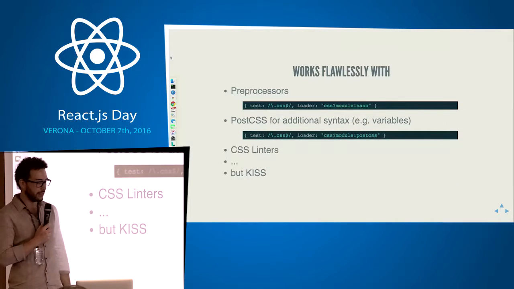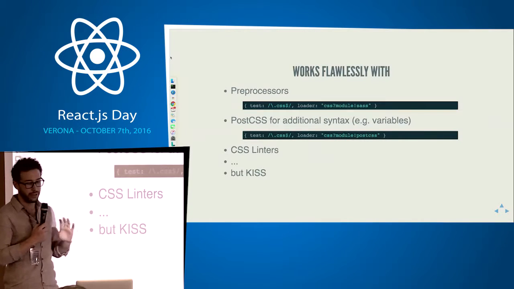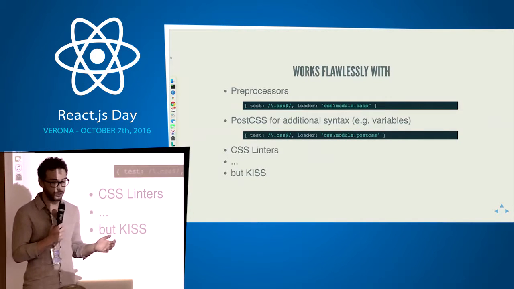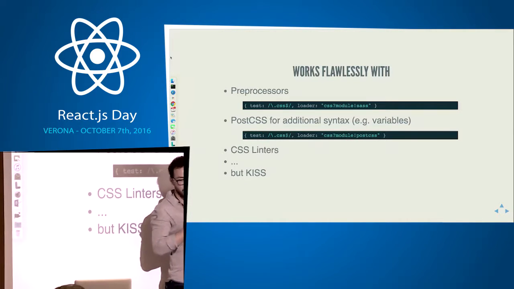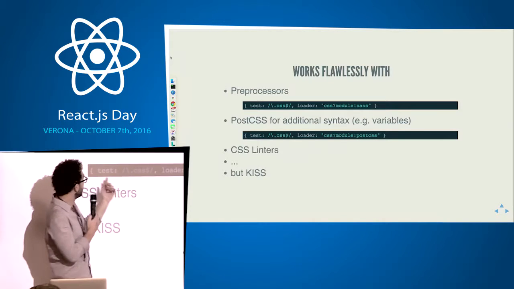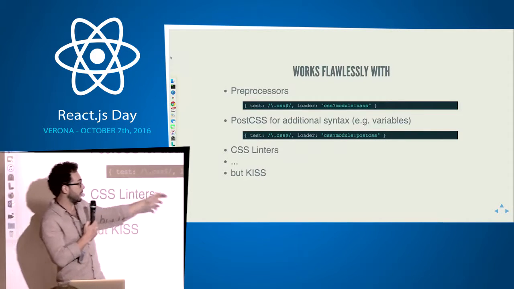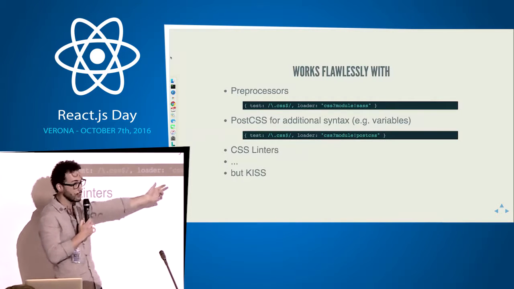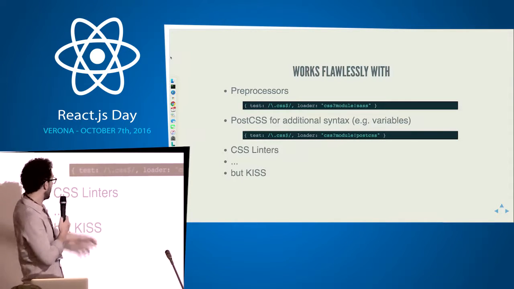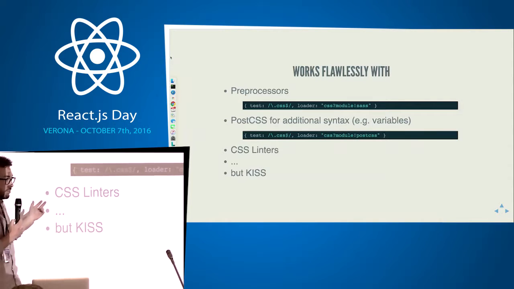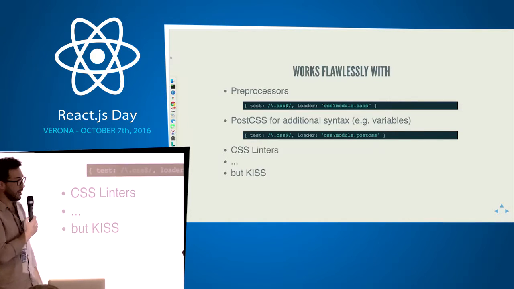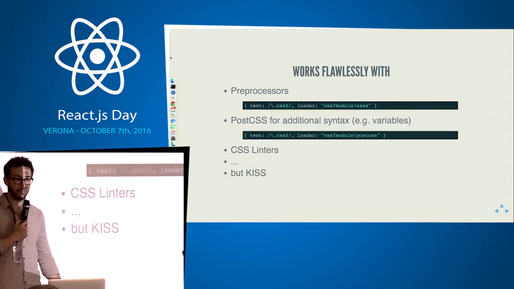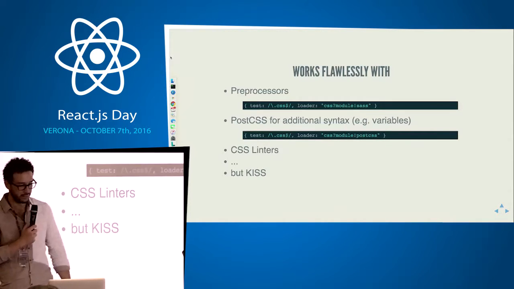Another nice thing is it works really flawlessly with everything else that you might think of or that you have in your toolchain, like preprocessors. If you want to use this with Sass, you just have to add the Sass loader at the end. If you want to use this with PostCSS, you just have to add the PostCSS loader. You can also use Sass and PostCSS. You can also use linters with CSS modules because it's just CSS, right? So everything works how it should. But always remember to keep it simple. Just because you can use it, you probably don't need everything. So don't use everything just because you can. It's usually a bad idea.